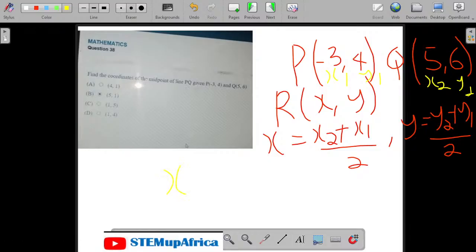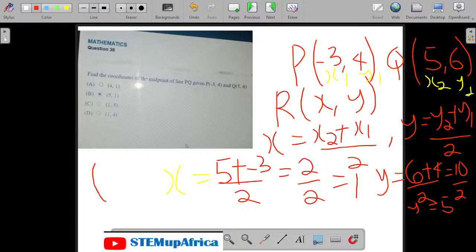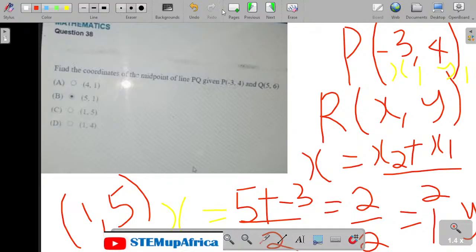So if I want to find the midpoint of X, my X2 now is 5. I'm having 5 plus X1, minus 3, divided by 2. So if I simplify this, that will give us 2 over 2. The answer is 1. So we're still going to do the same for Y by looking for the midpoint of Y, which is Y2 plus Y1 divided by 2. So what's my Y2? My Y2 is 6 plus Y1, 4, divided by 2, which is 10 over 2. The midpoint of Y is simply 5. So the answer is 1,5. Not 5,1 as the person mark here. So the correct option is option C. Let's see how we can answer the rest. Let's go to the next question.